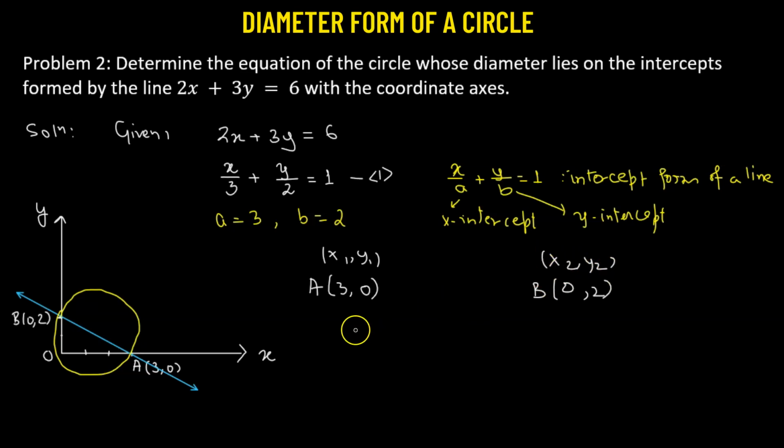So we can use the standard form. So we have x minus x1. So x1 corresponds to 3, multiplied by x minus x2. So x2 value is 0. Plus y minus y1.